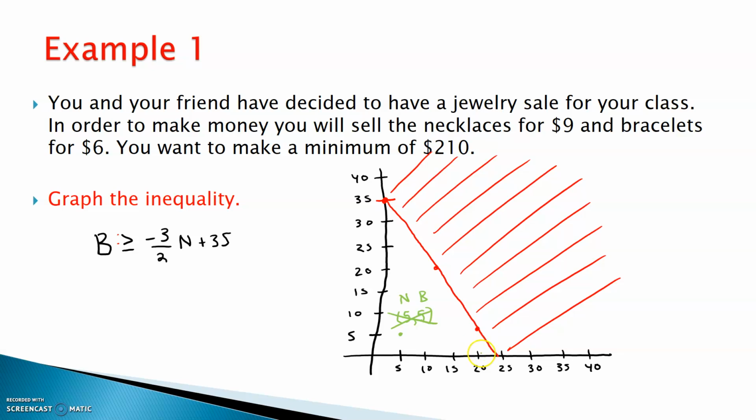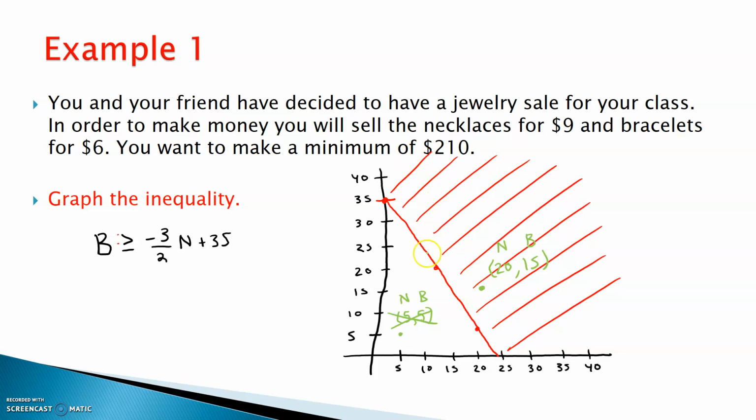Well, maybe something like 20. And let me go up to here. It looks like 15 would work. So what if I have something like this, 20 and 15? What does this mean? Well, the first one was talking about necklaces. The second one was talking about bracelets, your X and your Y. So if I sold 20 necklaces and 15 bracelets, would I make a minimum of 210?